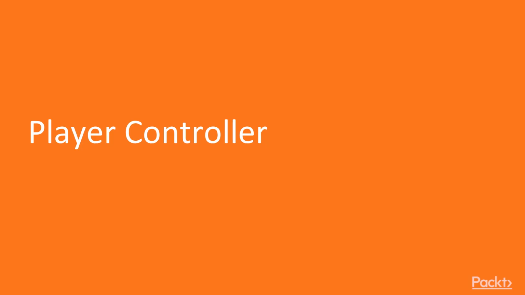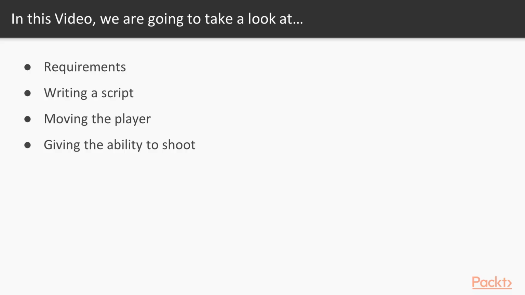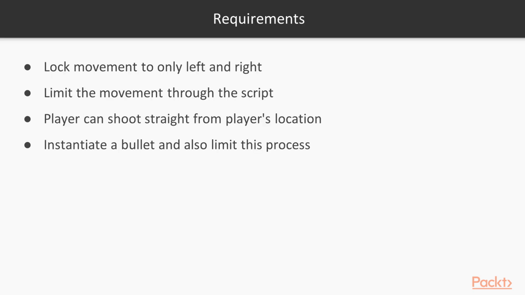Now we move on to the first video of this section, player controller. In this video, we are going to first look at the requirements, then write a script to move the player and give the ability to shoot. Let's start by defining the requirements for this player controller.